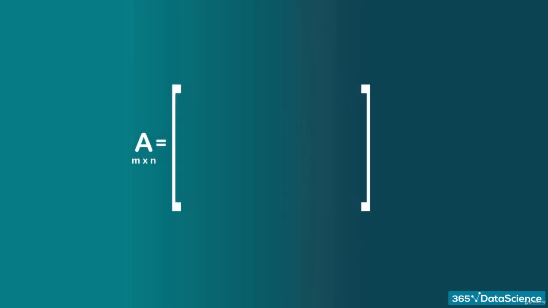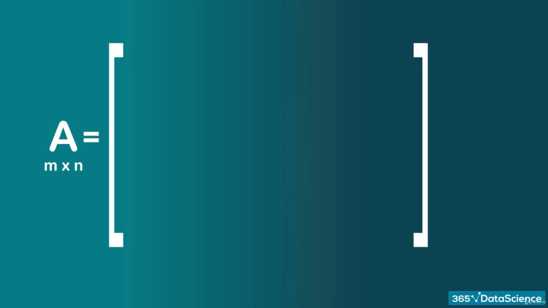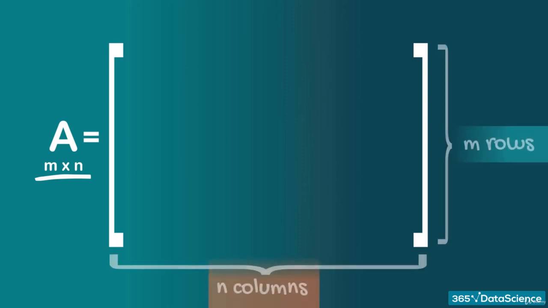Great! What about the size of a matrix? Matrices can be of any size. In the general case, we are talking about an m by n matrix. If A is an m by n matrix, then this means it has m rows and n columns.